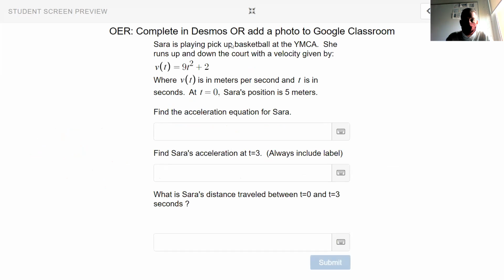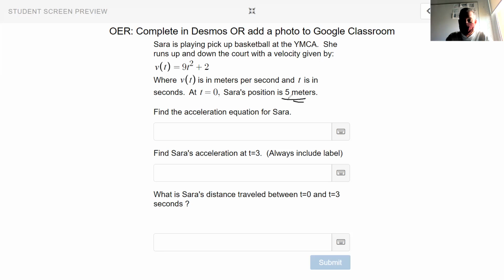Now for this next one, you really got to be careful with what you need. I'm not going to tell you anything about the answers, but just how you would get them. We've got this, Sarah's playing pickup basketball. I got this situation. She runs up and down the court with the velocity given by such. V of t is in meters per second and t is in seconds. At t equals 0, Sarah's position is 5 meters.